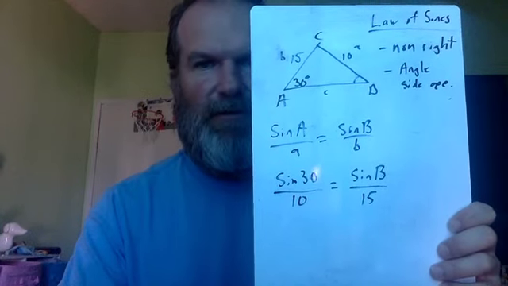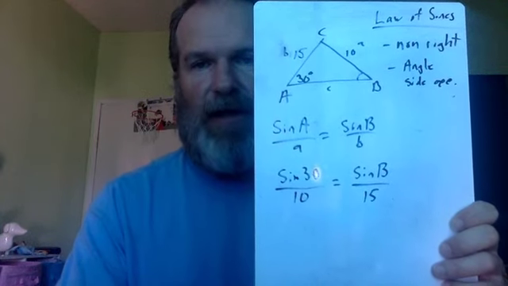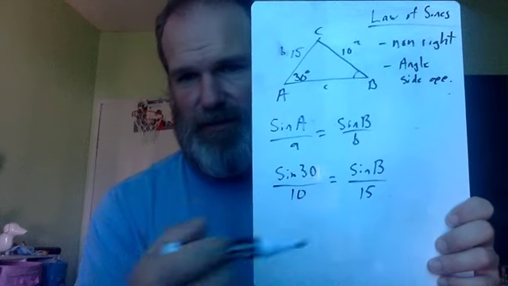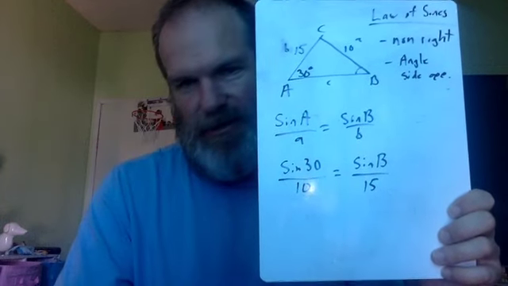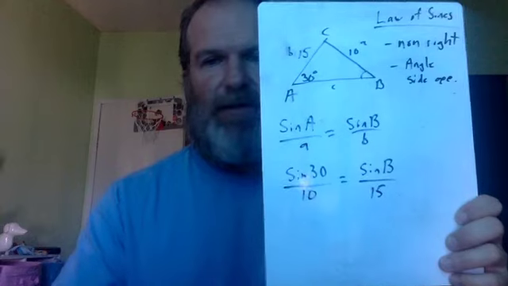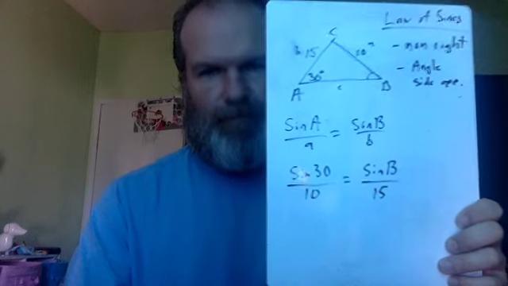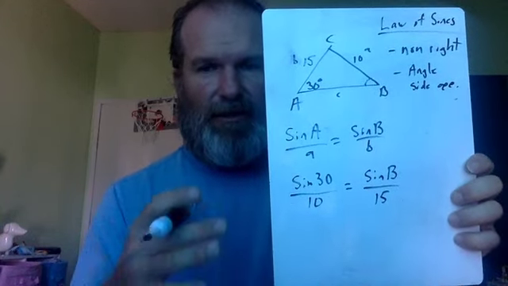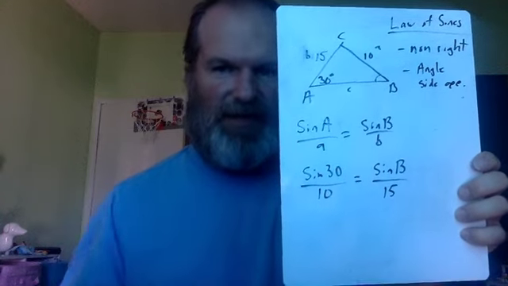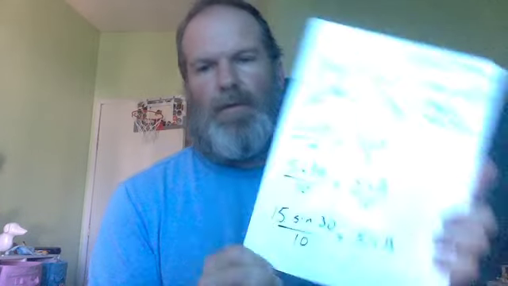We knew three things. We knew a was 30 degrees, side a was 10, and side b was 15. So we substitute that into our formula. This is just algebra. Now we're just going to solve for b. So you're going to try and get b by itself. That means multiply 15 to the other side. So 15 sine 30 over 10 is equal to sine of b.